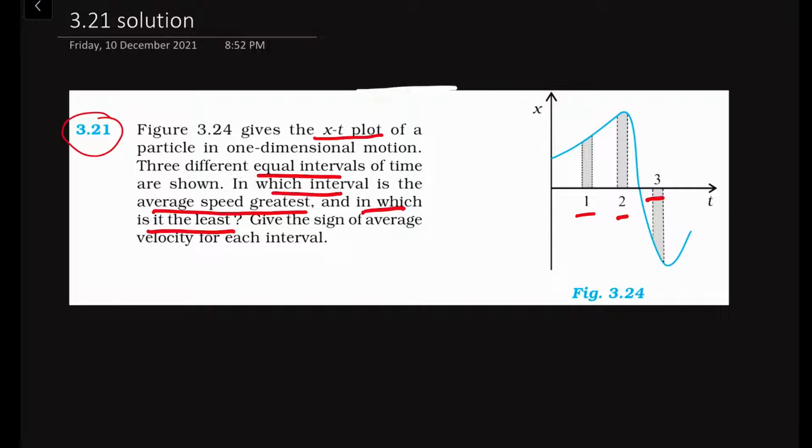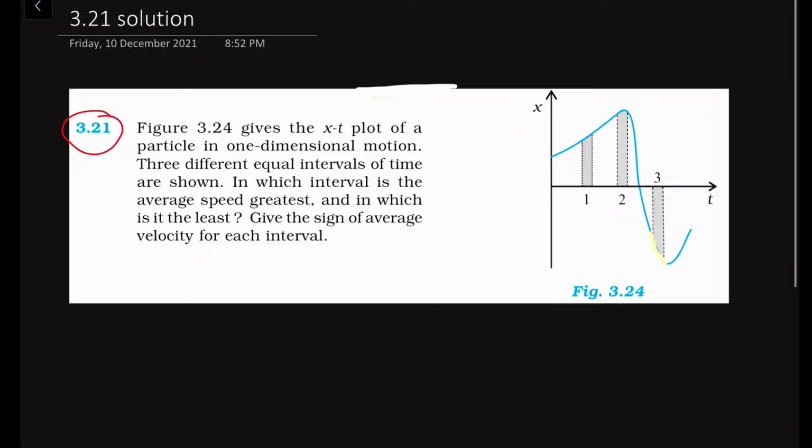So here we have to use the concept of slope to calculate the average speed. We are not given any data, therefore by looking at the slope of the graph we have to find out the greatest speed and the lowest speed. In this case we can see that at position 3 the slope is the highest. Let me show you with another color. This slope is the highest slope, this one is medium, and here we have the least slope.